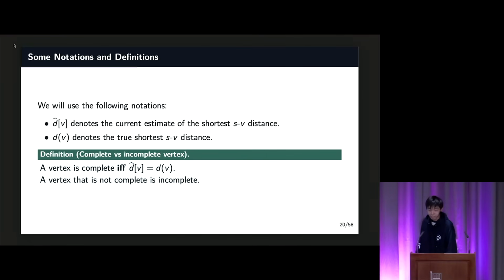Here's some notation that we'll use today. The first one here, which I'll call d hat v, denotes the current estimate of the shortest S to V distance. And the second one, which is d of v, denotes the true shortest S to V distance. You should be familiar with this from algorithms too. And if the two values are equal, then we call such a vertex complete. Otherwise, it is incomplete. That's very simple.